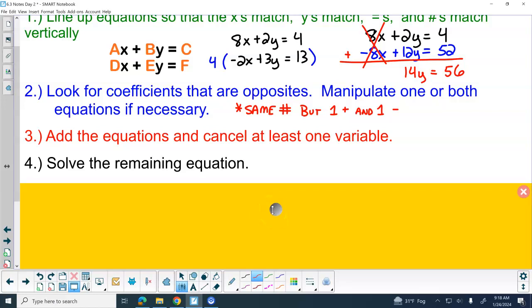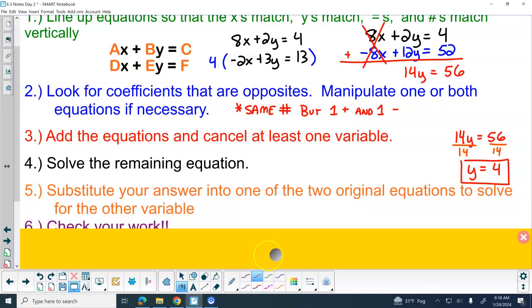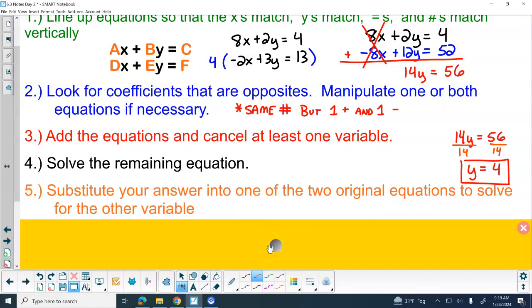So we're going to take 14y equals 56, and we're going to divide both sides by 14. If I divide both sides by 14, then I get y equals 4. So now my y is locked in at 4. Then what I'm going to do is I'm going to substitute that answer back into either one of the original equations.